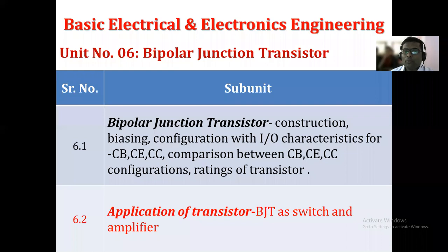Next one, bipolar junction transistor, which we call BJT. The construction, biasing, and configurations with input output characteristics for common base configuration, common emitter configuration, and common collector configuration. Did you learn it or not? Yes or no? You might not remember.